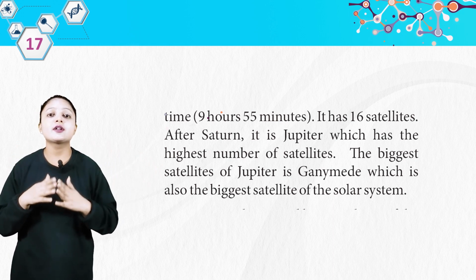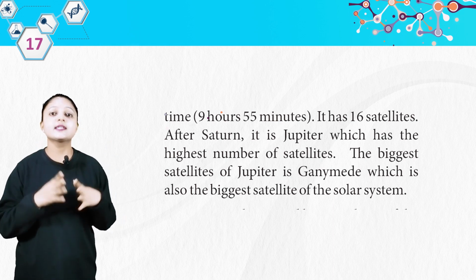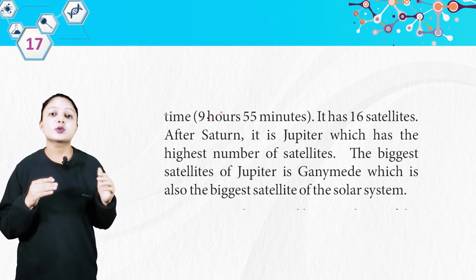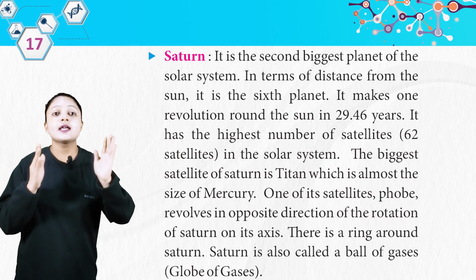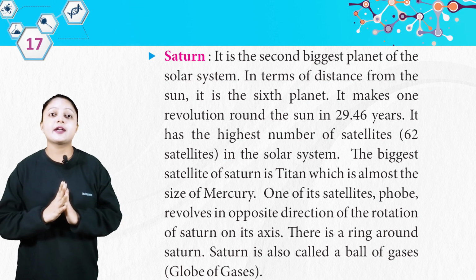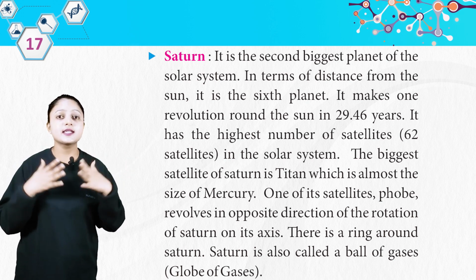The biggest satellite of Jupiter is Ganymede, which is also the biggest satellite of the solar system. Saturn. It is the second biggest planet of the solar system. In terms of distance from the Sun, it is the sixth planet.